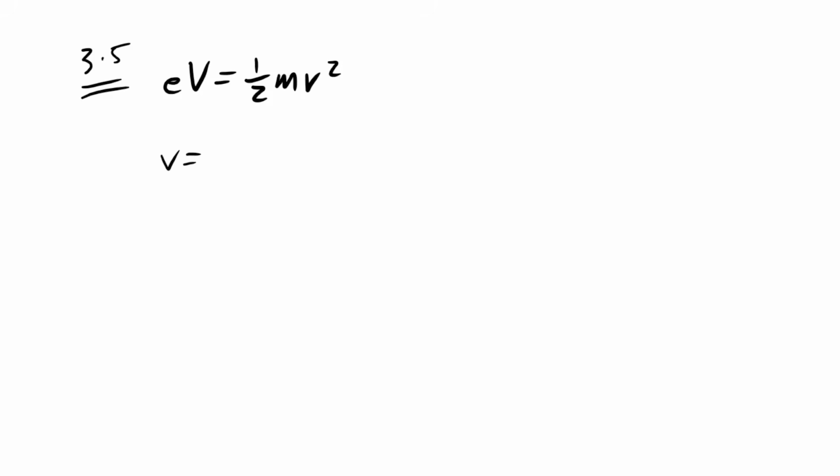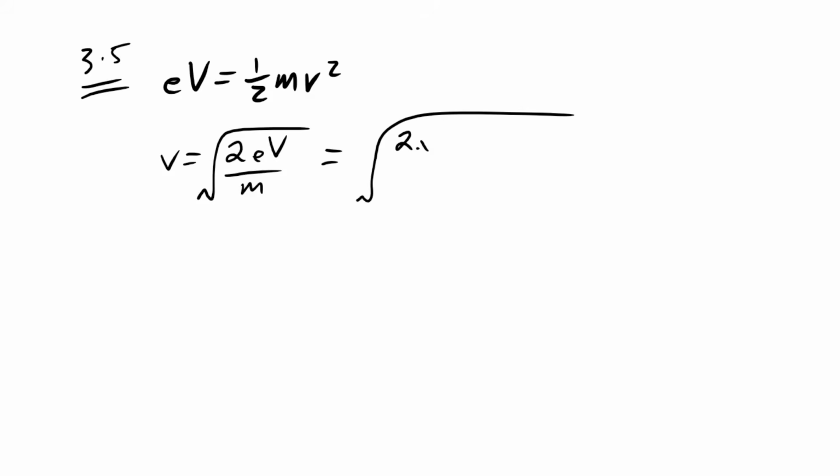We're looking for v, so rearranging this, we end up with v equals the square root of 2eV over m. Make sure you don't get your v's mixed up. That's going to be equal to the square root of 2 times, singly charged again, so 1.6 times 10 to the minus 19, times... Now, be careful here because the sample is halfway between the anode and the cathode. So actually, it's going to be at a potential of minus 3,000 volts, with the cathode at minus 6,000 volts. So actually, the potential difference is going to be 3,000 volts.